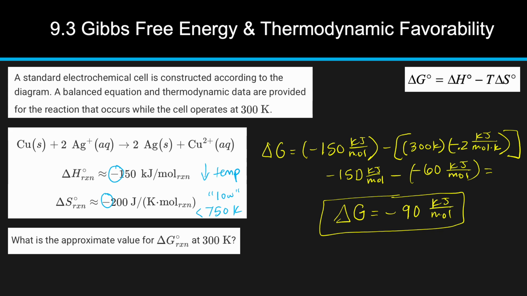Just keep in mind that when we say low or high, the definition of low or high can change, and it's all relative based off of the magnitude of delta H and delta S.